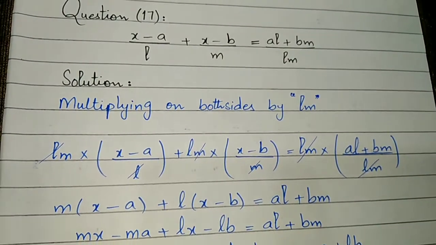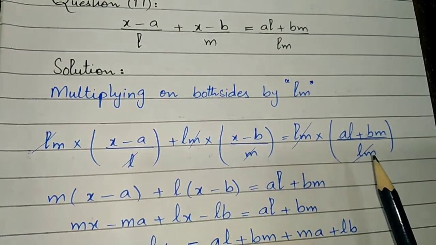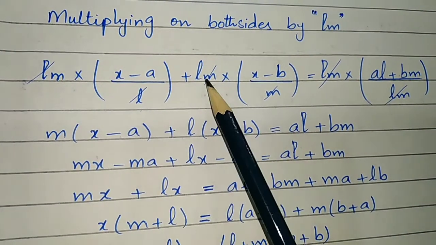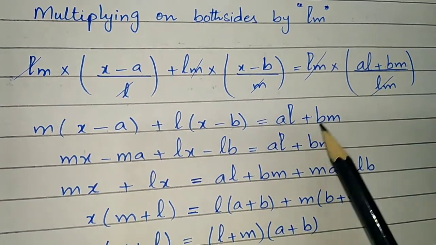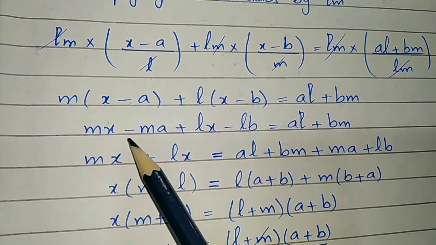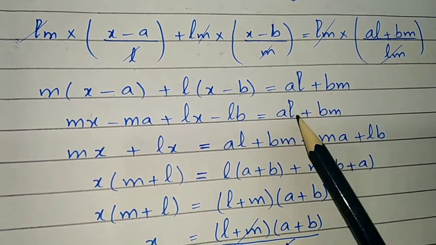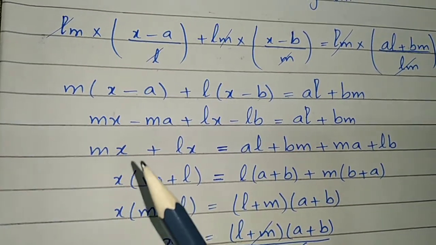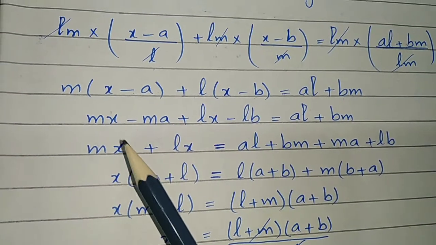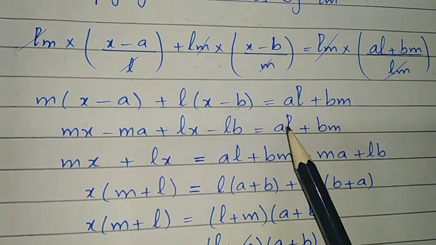Now we have to do the possible cutting, that is this l will be cancelled with this l, m with this m, and lm will be cancelled with the whole term lm. Now the remaining terms are m times (x minus a) plus l times (x minus b) equals al plus bm. Now we have to open the bracket: mx minus ma plus lx minus lb equals al plus bm. Now we have to take x as common, as x is involved in the two terms. So mx plus lx, and x is common, so (m plus l), and on the right hand side it will be al plus bm.